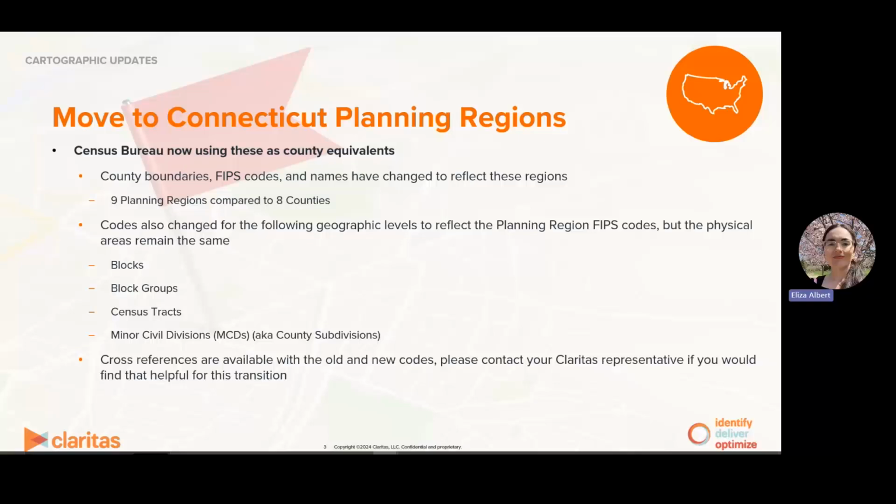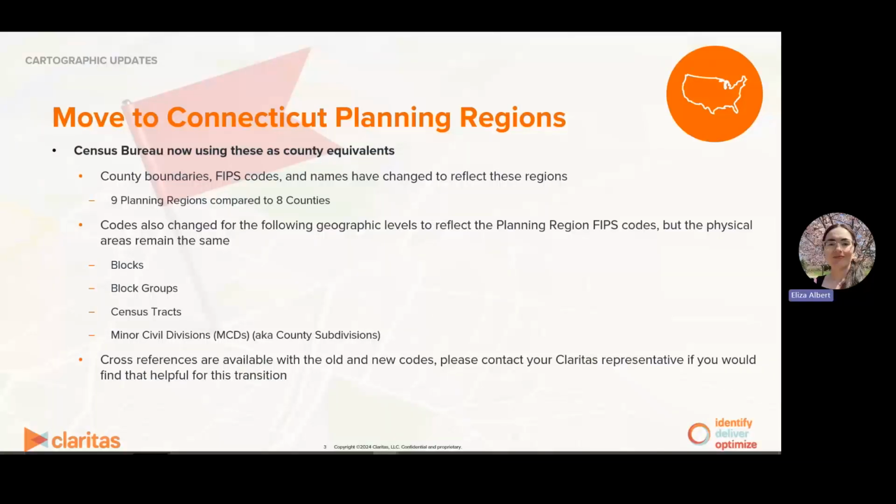as we move to the Connecticut Planning Regions, because the Census Bureau is now using these as county equivalents. And what this means is that the county boundaries, FIPS codes, and names have all changed to reflect these regions in the state of Connecticut. And there are 9 planning regions compared to the 8 counties that we had before. Additionally, the codes changed for the following geographic levels to reflect the planning region FIPS codes. However, the physical areas do remain the same.